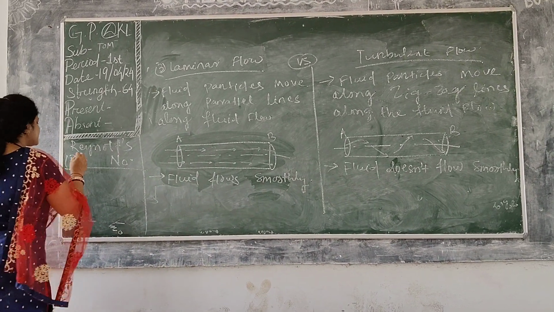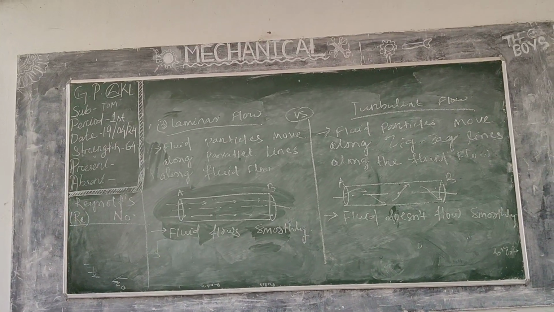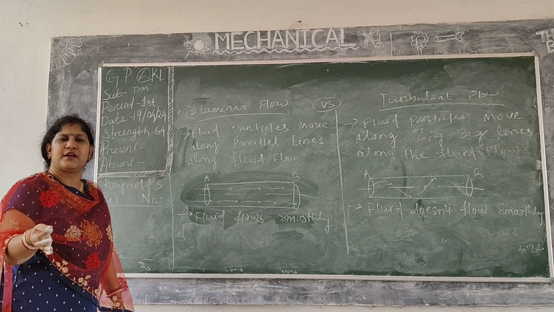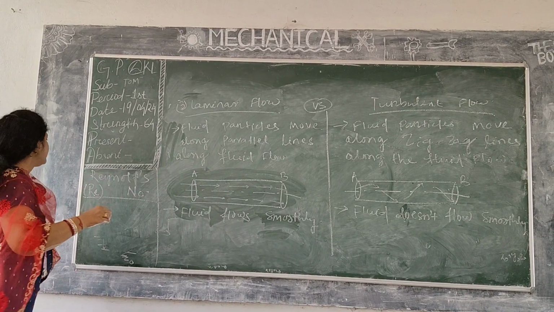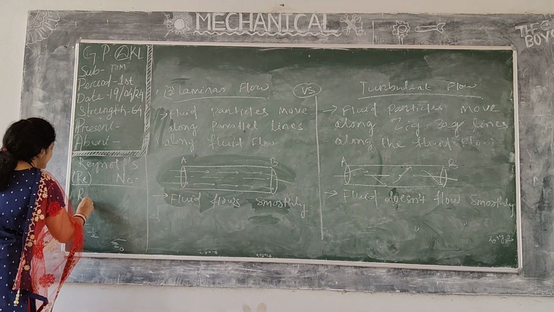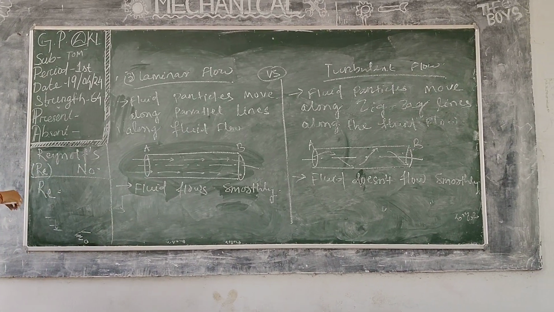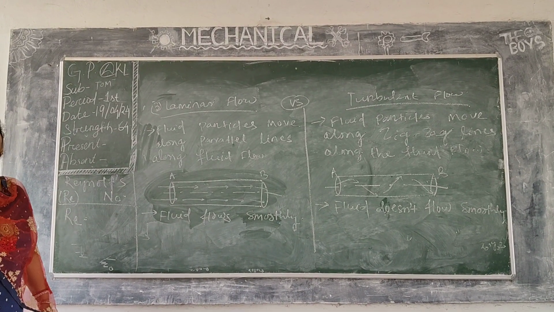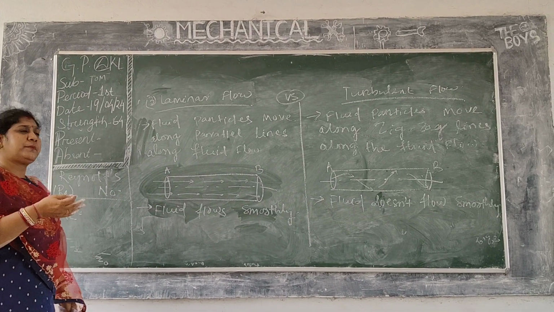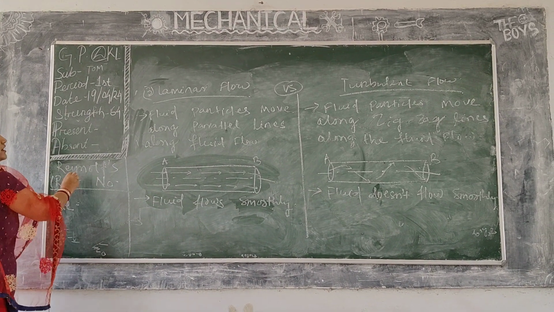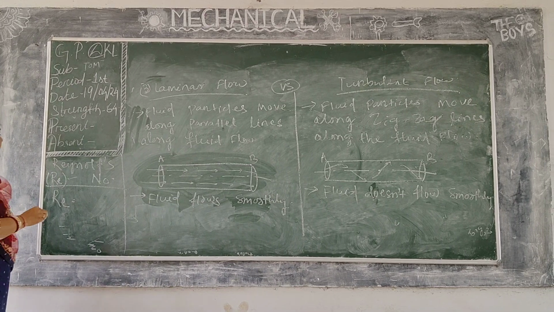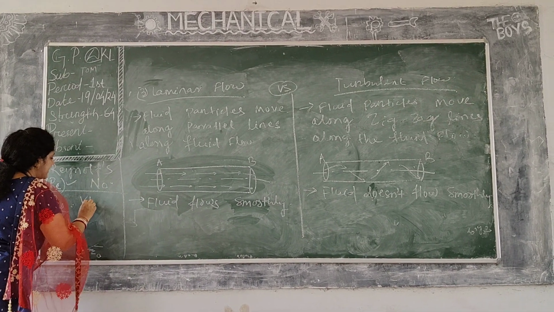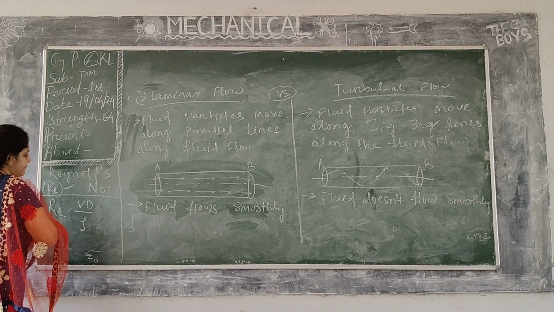Correct? So Reynolds number is the number which is defined for fluid flow. What is that? We can say Re. This Reynolds number will decide the different types of fluid flow. What are the types? It will be decided by this Reynolds number only. Okay. So what is the equation? That will be equal to V d by rho.